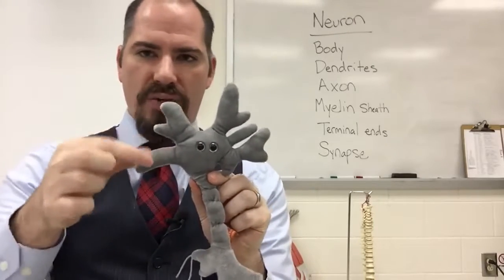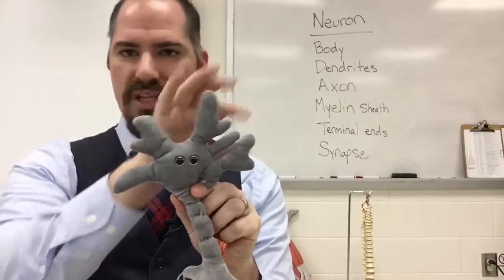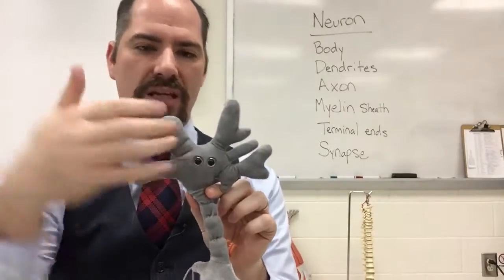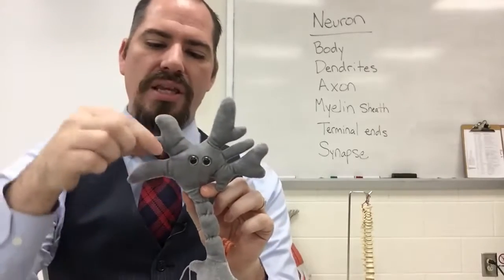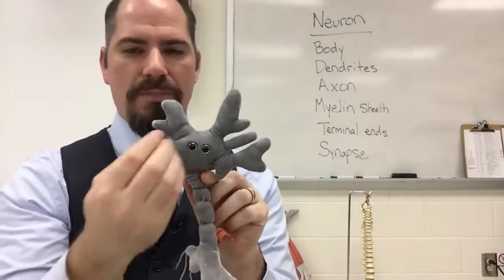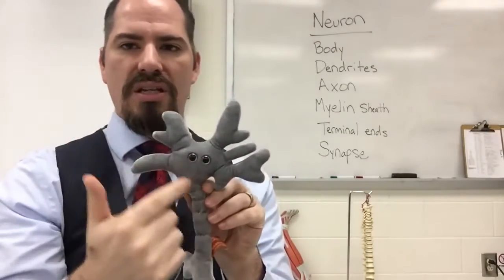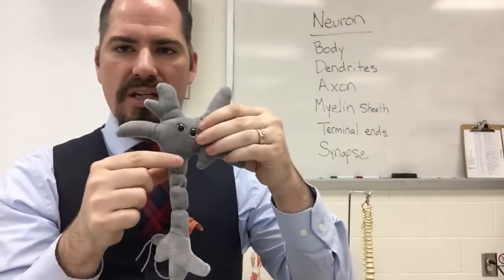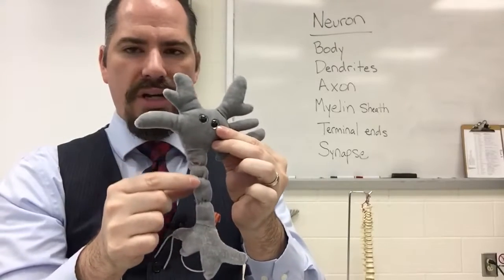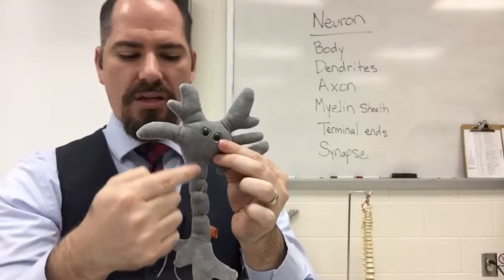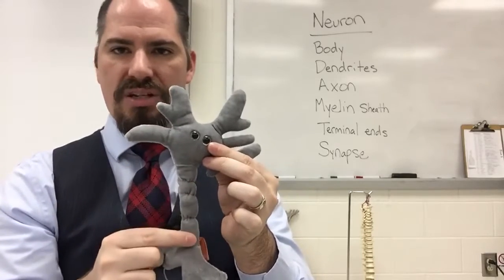Connected to the cell body, we have these branches. Now it looks like these branches go out, but as far as signal purposes, they are coming in. The signal will go in. These are called the dendrites. So a neuron has lots of dendrites bringing signals in to the cell body. On the other hand, a neuron only has one axon, or where the signal goes away from the cell body. So this is an axon.